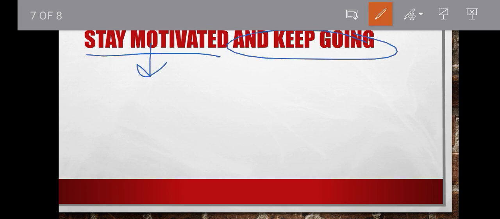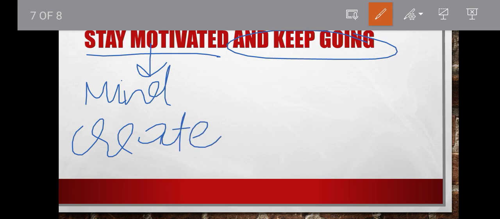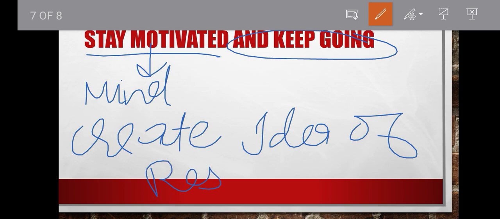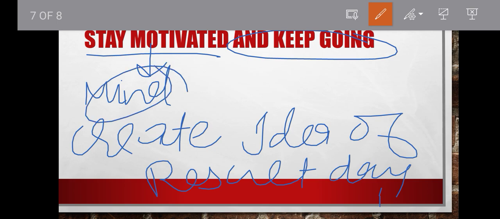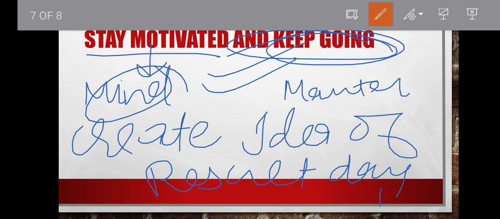How to stay motivated? In your mind, create an idea of result day. Think of the result day when your result will be out. Keep that in mind, and keep going. This is the mantra to success. So you need to keep going. You need to make a study GPS. You need to make this.